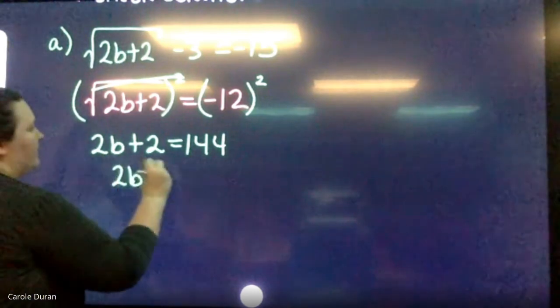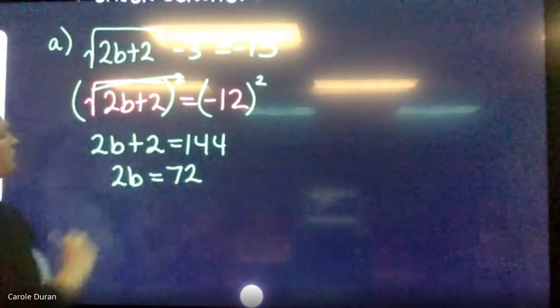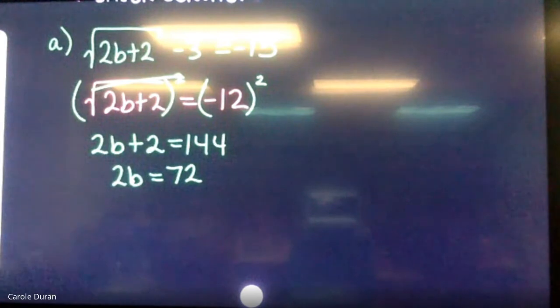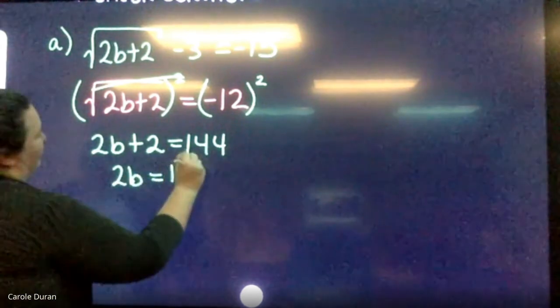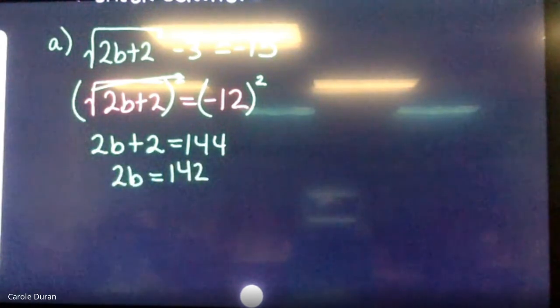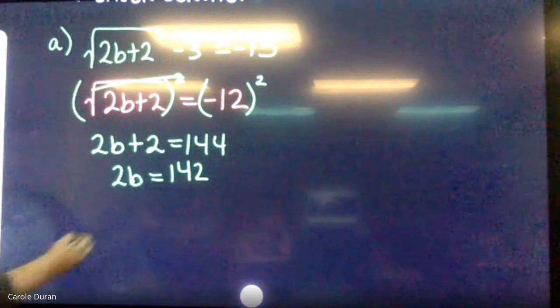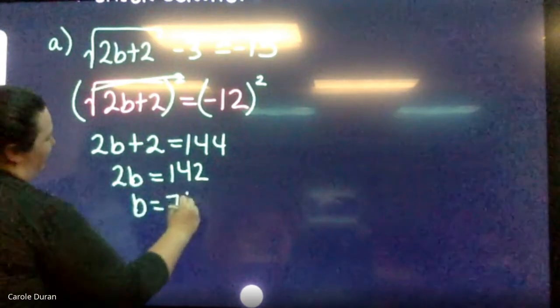I get 2b equals 72. And now we can divide by 2. That's not 70. I know what I'm doing. I really do. Sorry, I jumped the gun. So subtracted 2, and I got 144 minus 2 is 142. Now we can divide by 2, and I get b equals 71.